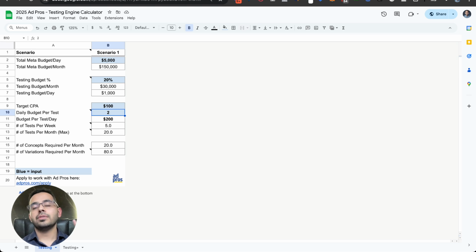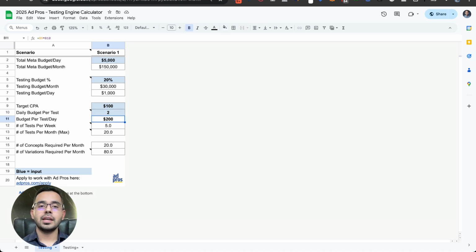Some people are very aggressive. They say, I want to give a test 3 days and I only do 1x target CPA. If it doesn't work, if it doesn't perform in 3 days, gone, next, and move on. So we prefer at least 2x target CPA, depending on the CPA target. The lower the CPA target, the higher the multiplier. So for example, if you have a $20 target CPA, you can afford 3x, 4x, 5x your target CPA per test per day. And so in this example, you have a $100 CPA, 2x multiplier, you're spending $200 per day per test for 7 days.